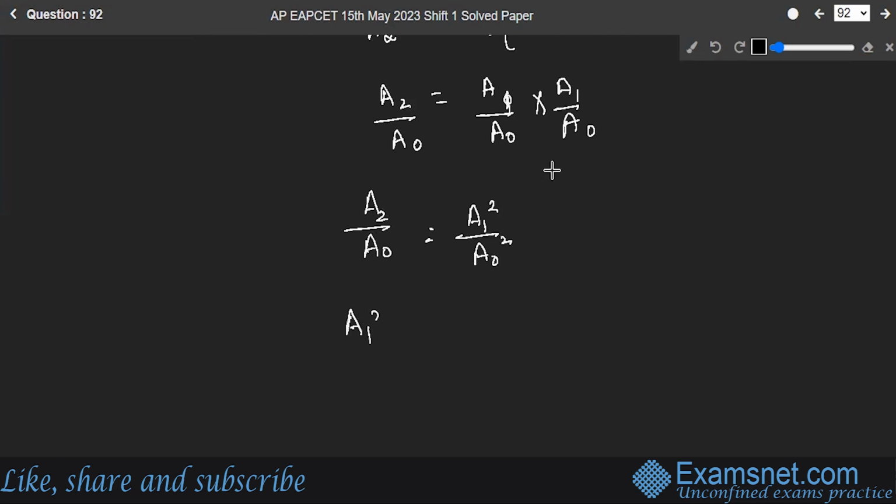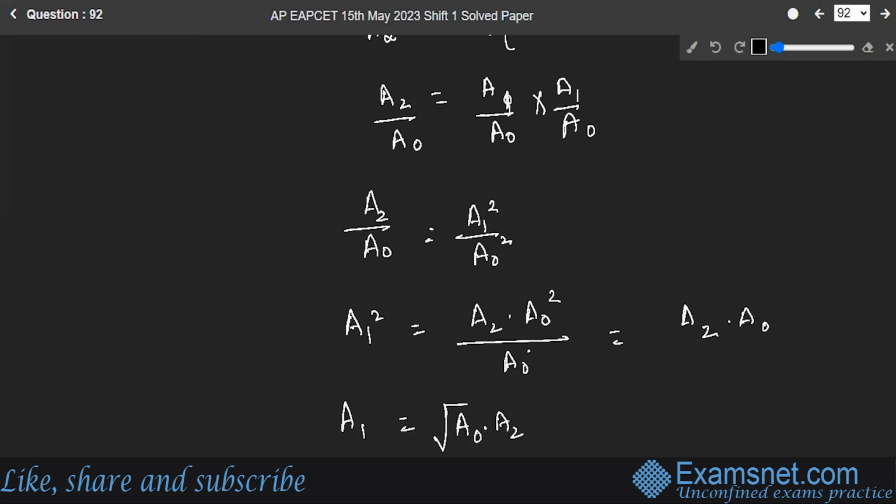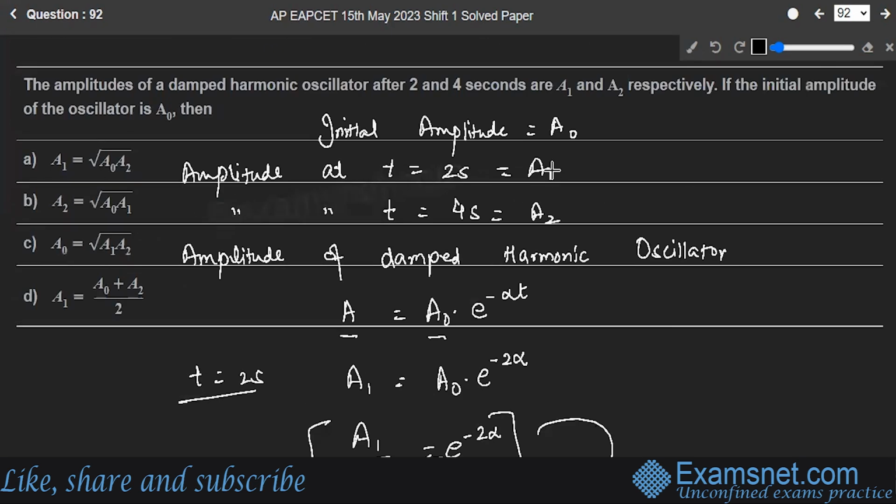Or you have A1 square as A2 into A naught square upon A naught. So you have this as A2 into A naught, right? That gives you A1 is equal to root of A naught into A2, right? This is option A. So option A stands to be the correct answer to the question. Hope you got that. Let's move to the next question now.